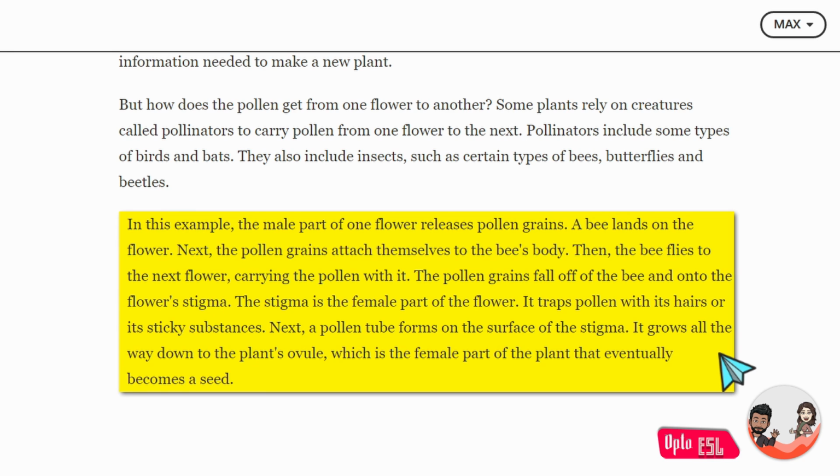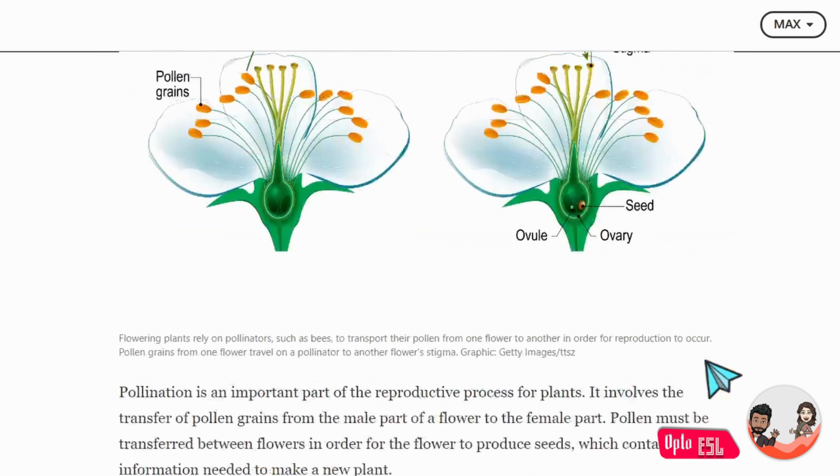Next, a pollen tube forms on the surface of the stigma. It grows all the way down to the plant's ovule, which is the female part of the plant that eventually becomes a seed. Let's look at the picture again.